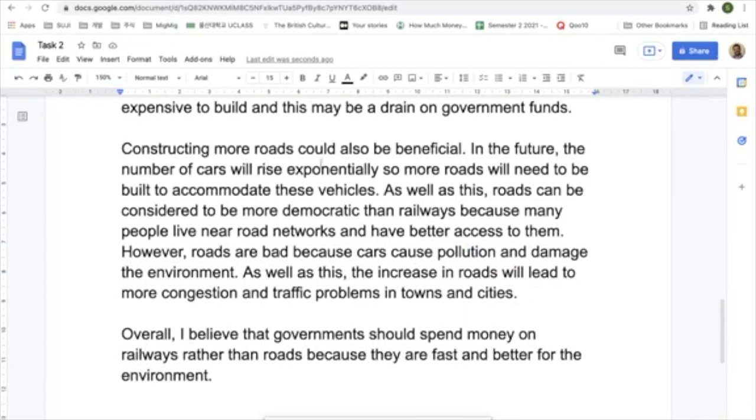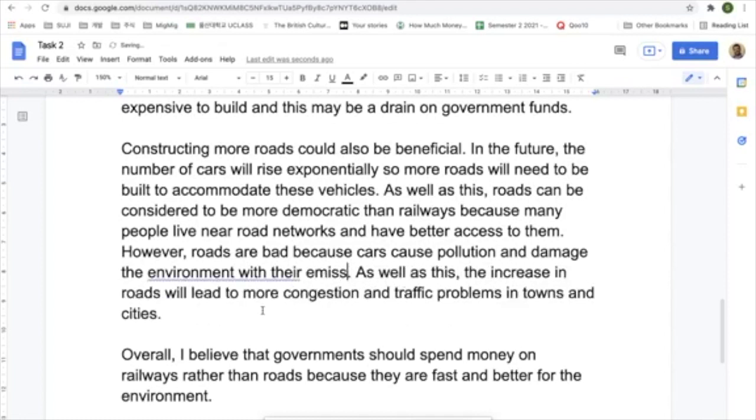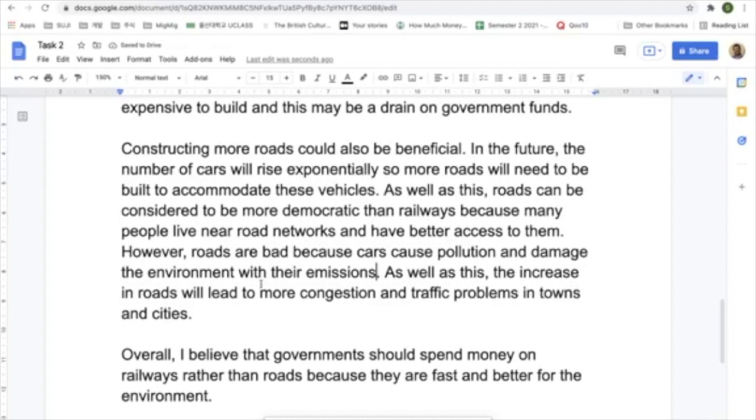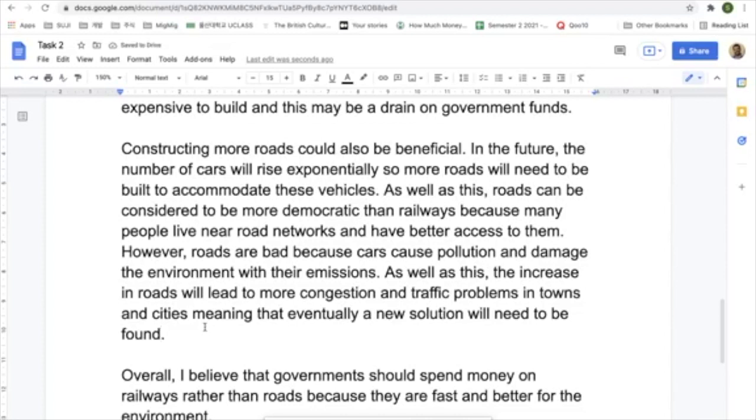Okay. Constructing more roads could also be beneficial. In the future, the number of cars will rise exponentially, so more roads will need to be built to accommodate these vehicles. As well as this, roads can be considered to be more democratic than railways because many people live near road networks and have better access to them. However, roads are bad because cars cause pollution and damage the environment with their emissions. As well as this, the increase in roads will lead to more congestion and traffic problems in towns and cities, meaning that eventually a new solution will need to be found. Okay, we're saying that, if roads are not the solution because they cause so much pollution and traffic, what is going to be the new solution?